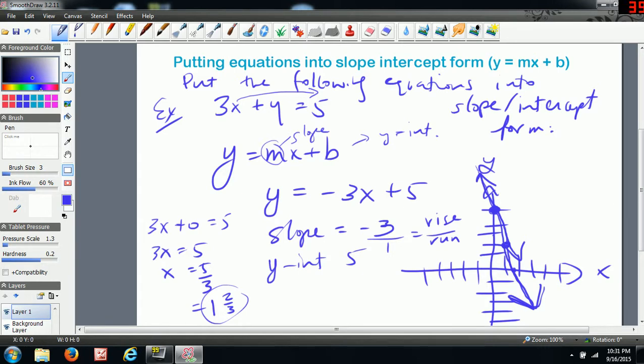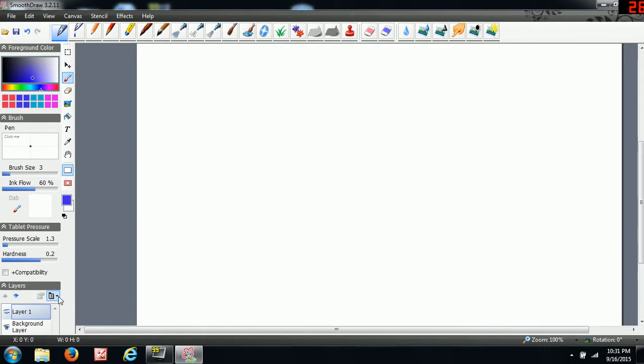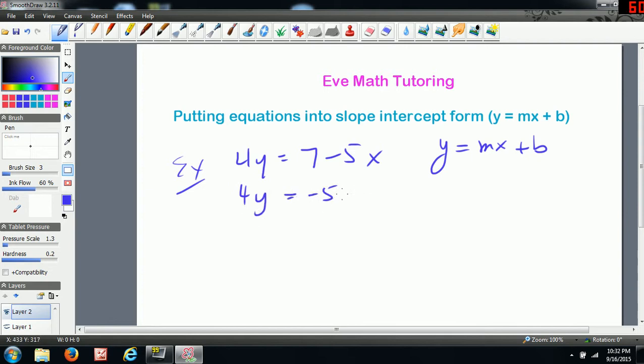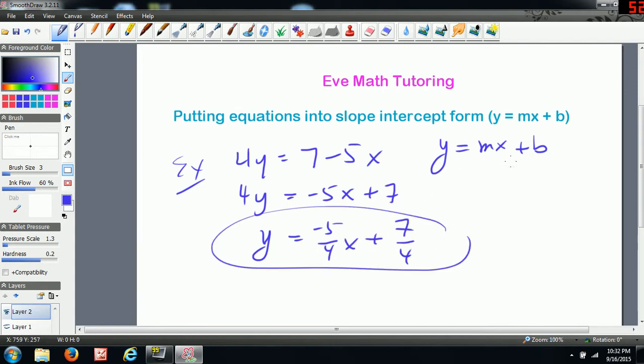Now let's try a different example of expressing an equation in slope-intercept form. So I'm just going to do a different one here. Say I have the example 4y equals 7 minus 5x. If I want to write this in slope-intercept form, I remember that slope-intercept form is y equals mx plus b. So I want to solve for y. So what I'm going to do first of all is write this as -5x plus 7. So I'm just rearranging this part so I can have the x first. And then I'm going to divide everything by 4. And now I've got it in y equals mx plus b form, slope-intercept form.